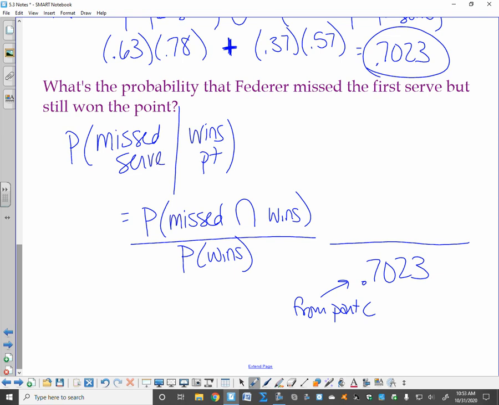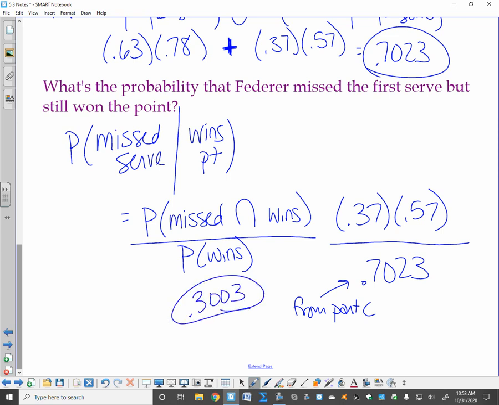And the probability that he missed his first serve and still wins is going to be those two branches multiplied together. So 0.37 times 0.57 divided by the probability that he wins the point, and that gives you 0.3003.